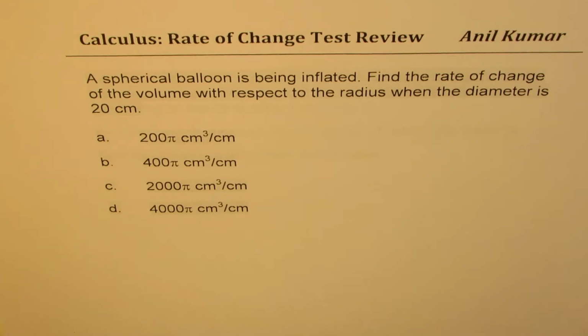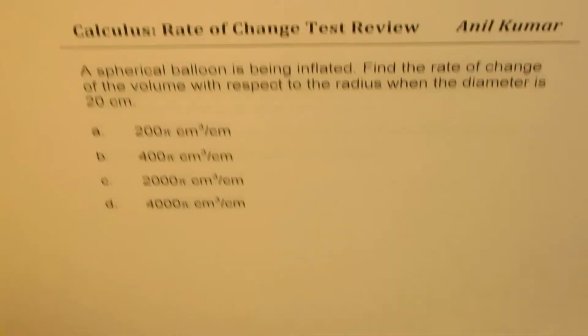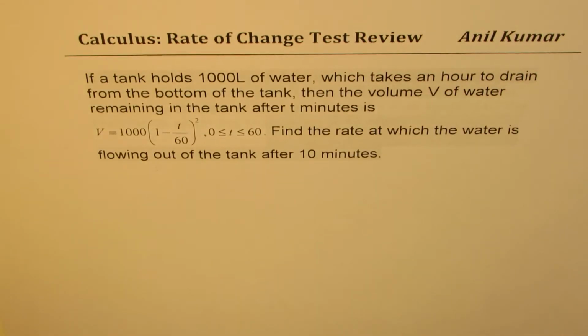The other question, multiple choice is, a spherical balloon is being inflated. Find the rate of change of volume with respect to the radius when diameter is 20 centimeters. 4 choices are given to you. Then the last question here is the second last question.